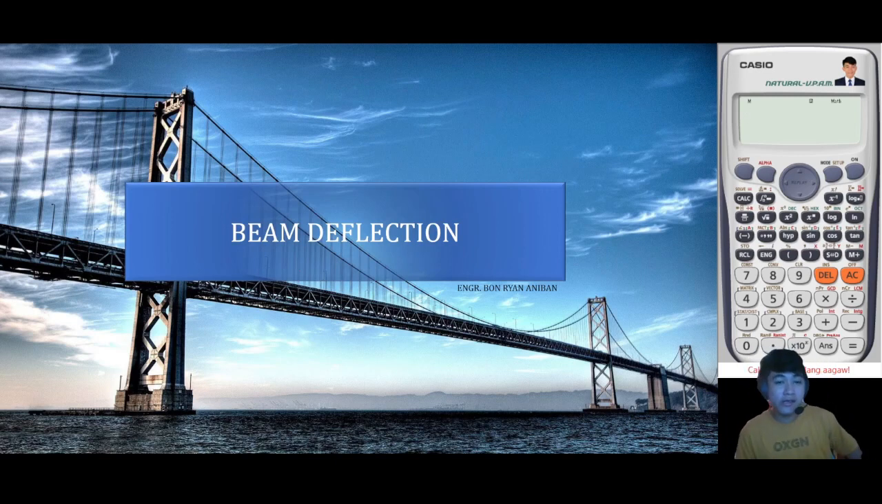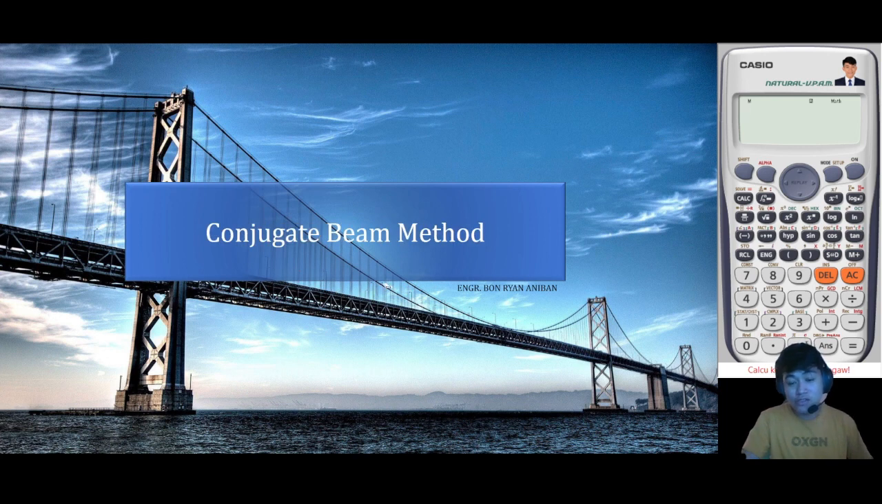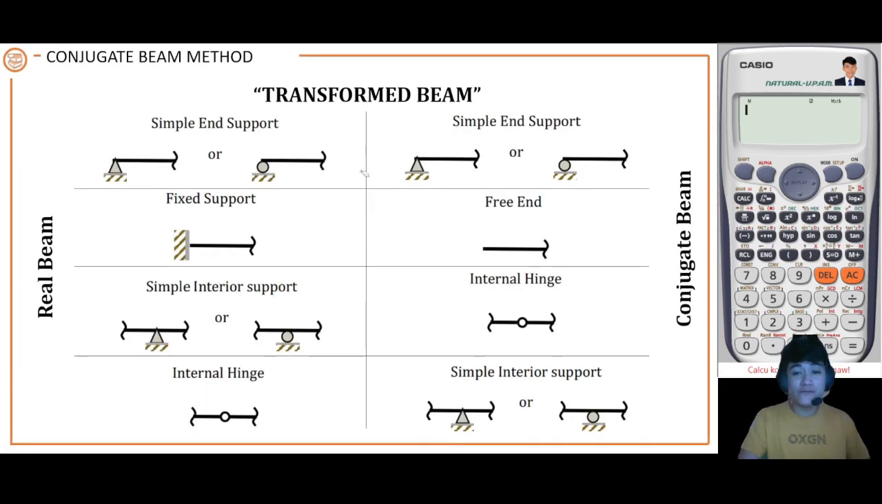Hello everyone, good day. So today we'll be discussing another method in solving beam deflections, and that is the conjugate beam method. So conjugate beam method, technically, is just a transforming of a beam. Later on we will understand why we have to transform a real beam to a conjugate beam.